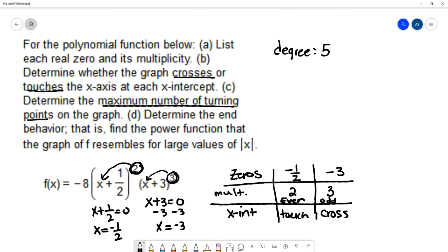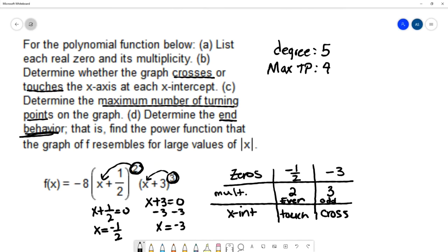So then, once we know the degree, the max turning points is always going to be 1 less than that degree. So the maximum number of turning points would be 4. So then our final part here is to determine the end behavior of the graph.